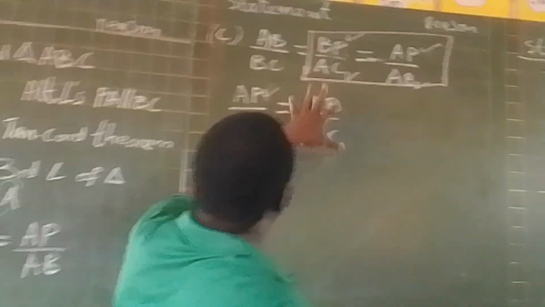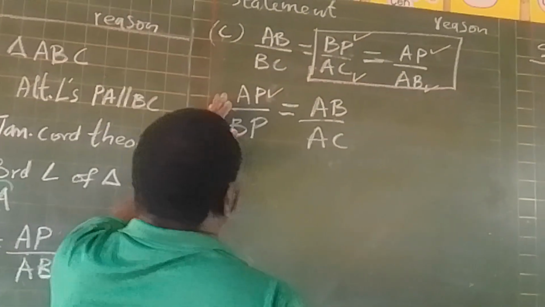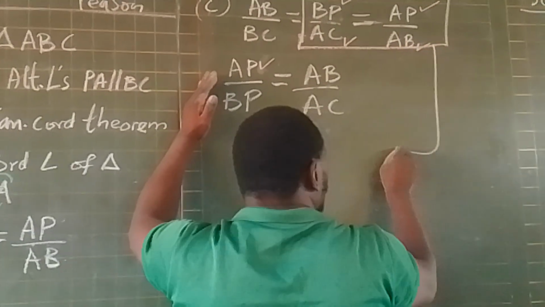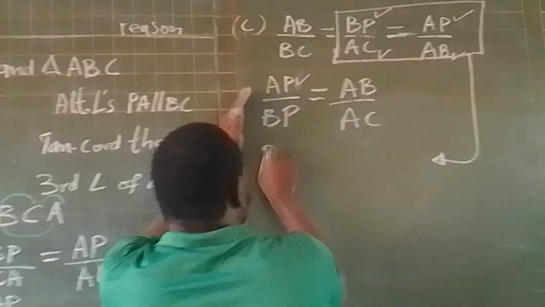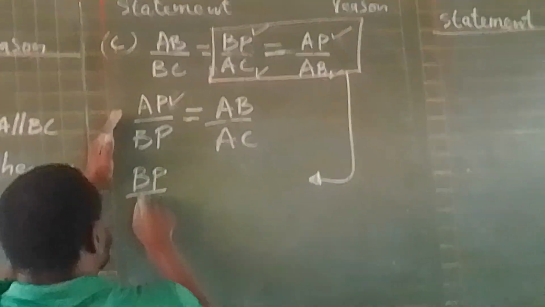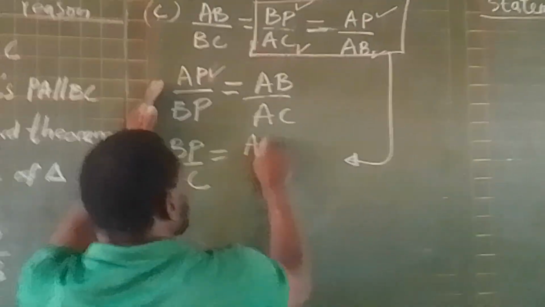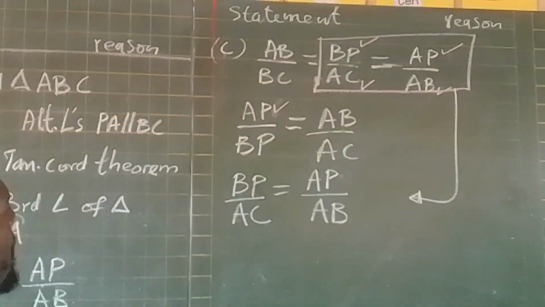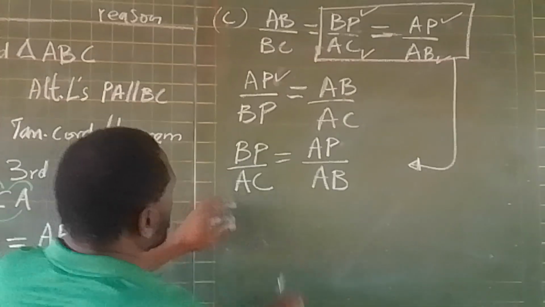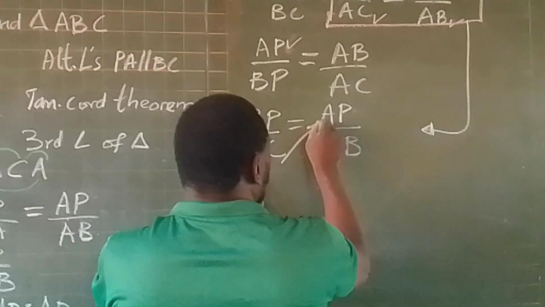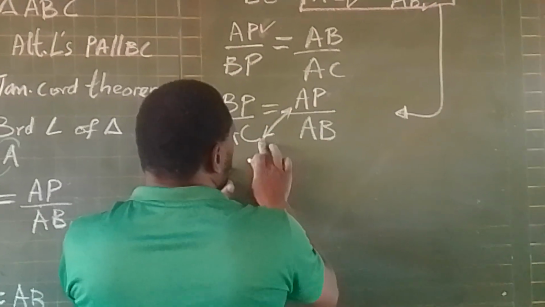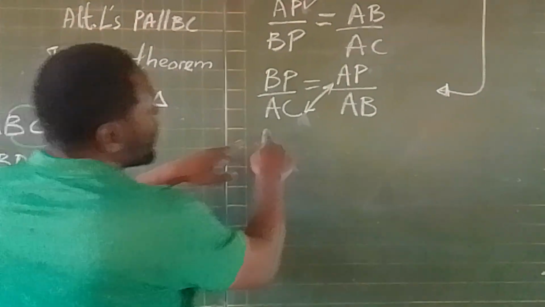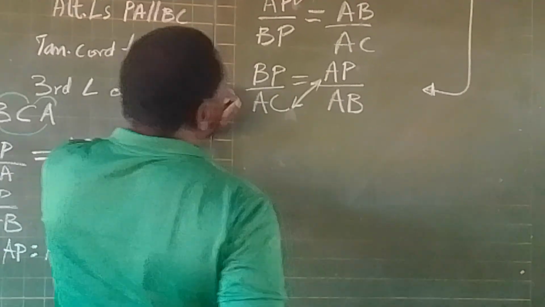So you come and arrange that box as per the way it is required. From that box, you take that box, you write it here, BP over AC is equals to AP over AB. Now let's arrange it to be like this. You see, this goes there and this comes there. See what they did? They have interchanged the numerator and the denominator.